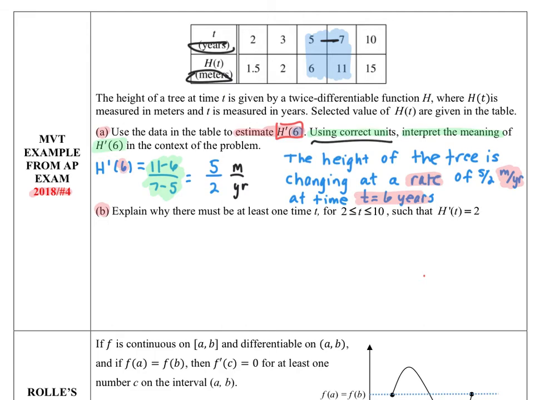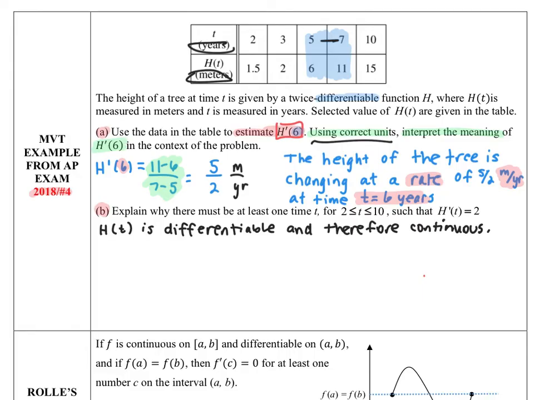Our MVT is going to show up in part B, so I first need to make sure that I have a differentiable and continuous function. All it tells me is that it is differentiable, but I know a differentiable function is also continuous, so I can make that statement. So let me see what this question is asking me to do. It wants me to explain why there's at least one time t on the interval from 2 to 10 where the instantaneous rate of change is 2. So what the MVT says is, if I can find a place where the average rate of change is 2, then by the MVT there's a place where that instantaneous rate of change is 2.